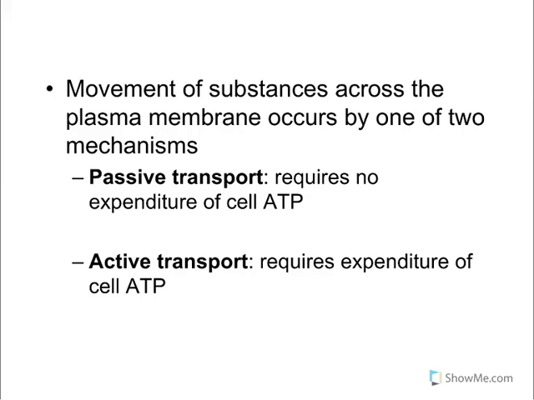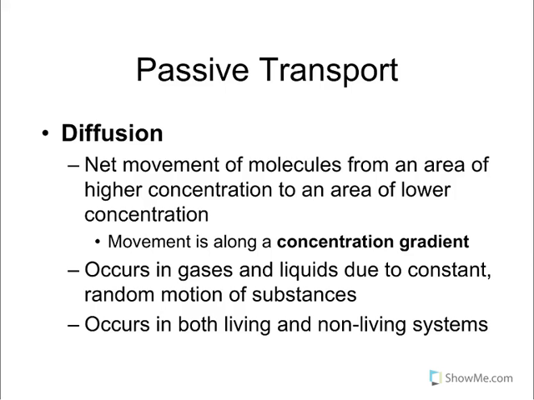So first of all, the movement of any substance across the plasma membrane is going to happen in one of two ways. Either passively, right, passive means quietly, so it's going to require no ATP. Remember, ATP is energy. So passive means no energy, and active transport requires energy. Okay, so there's your difference. So let's start with the passive.